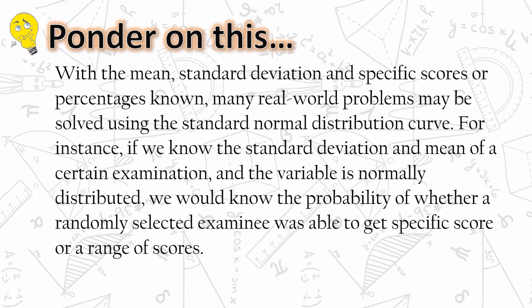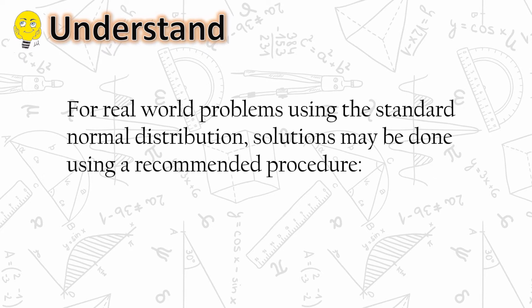With the mean, standard deviation, and specific scores or percentages known, many real-world problems may be solved using the standard normal distribution curve. For instance, if we know the standard deviation and mean of a certain examination, and the variable is normally distributed, we would know the probability of whether a randomly selected examinee was able to get a specific score or a range of scores. For real-world problems using the standard normal distribution, solutions may be done using a recommended procedure.